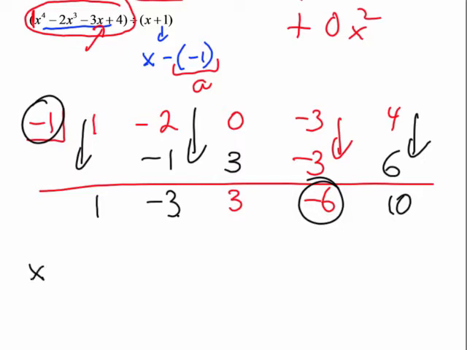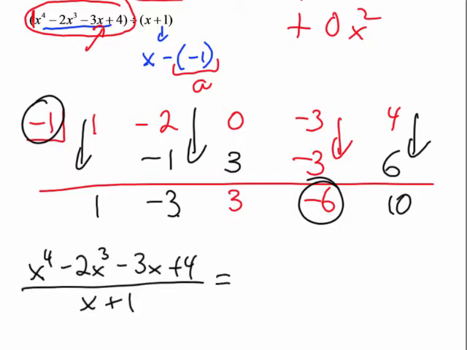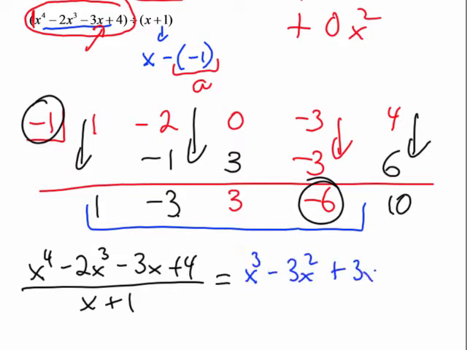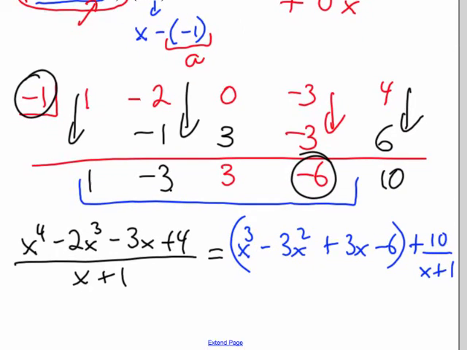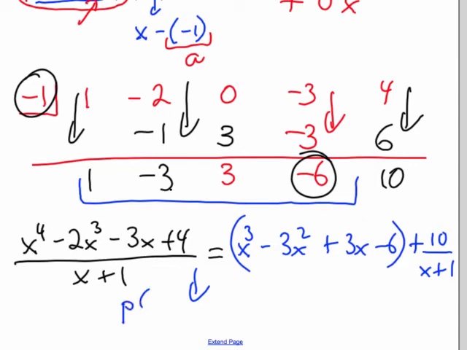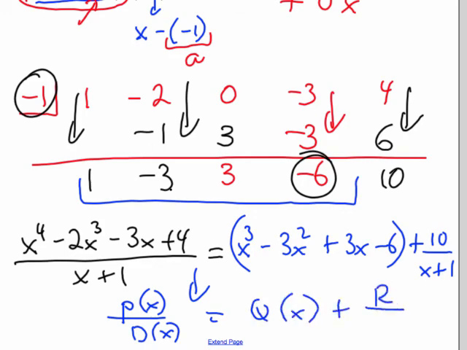So when I divided my polynomial, I got a quotient which is a cubic, 1x cubed minus 3x squared plus 3x minus 6, plus a remainder of 10 divided by my divisor. Remember, what I'm doing here at the end is writing my answer as polynomial divided by divisor is equal to quotient plus remainder divided by divisor.